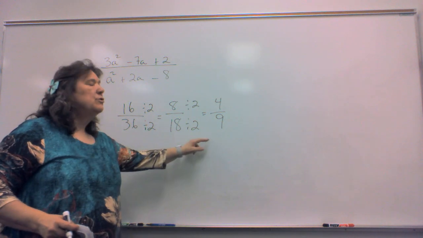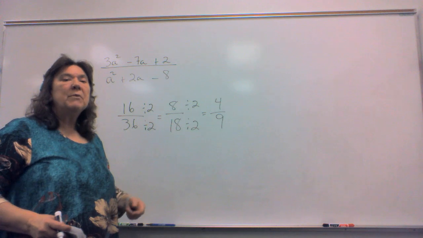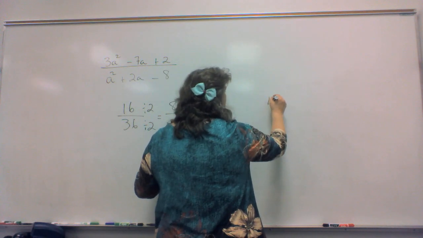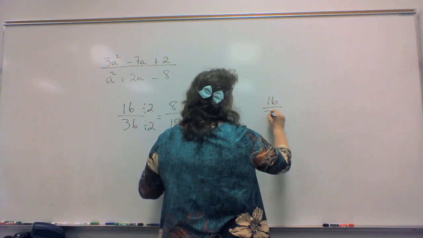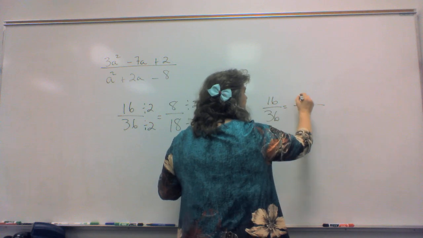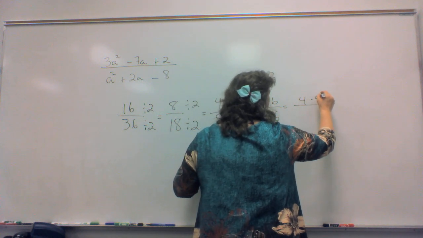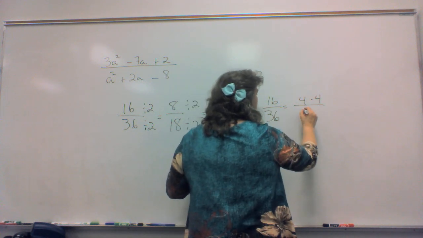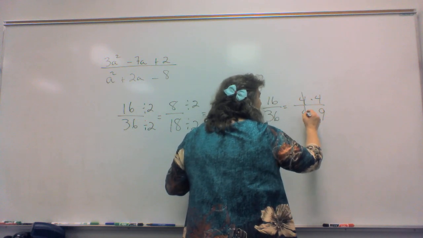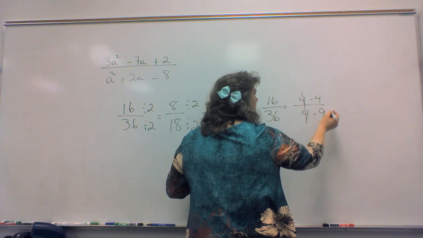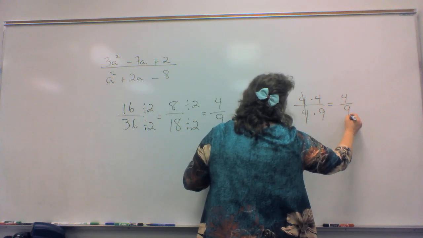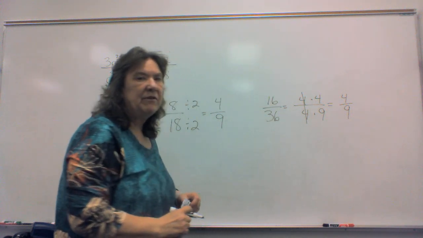This is the way we usually simplify fractions, but there is another way to simplify fractions, and that is you take your fraction and you can write down factors. So for example, 16 is 4 times 4, and 36 is 4 times 9. Notice 4 divided by 4 produces 1, and so you're left with 1 times 4 over 9. And there is your simplified fraction.